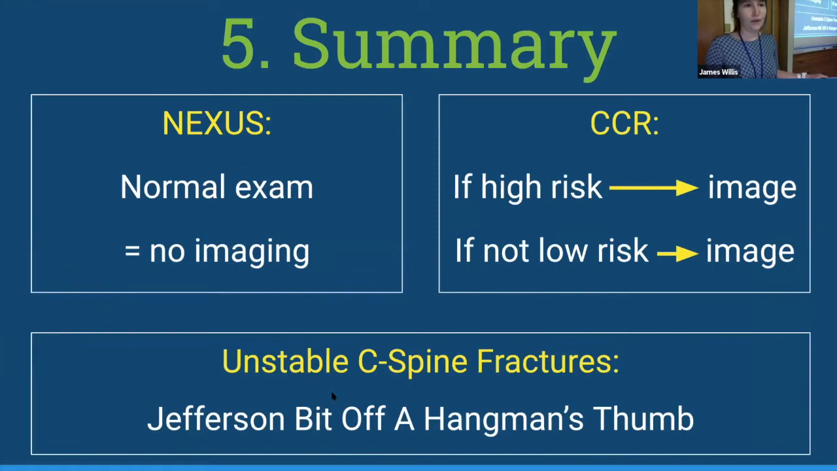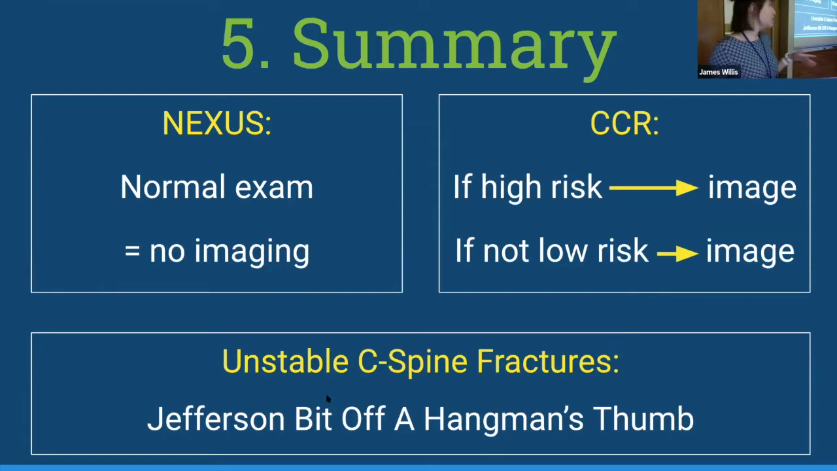Okay. So in summary, we talked about clearing the cervical spine. There are two good tools to do this, the NEXUS and the CCR. NEXUS is pretty straightforward: normal exam, no imaging. That means their mental status is not altered, they're not intoxicated, and with your secondary survey, they have a normal neuro exam, they don't have C-spine tenderness, and they have no distracting injury. Then you don't need to image them.